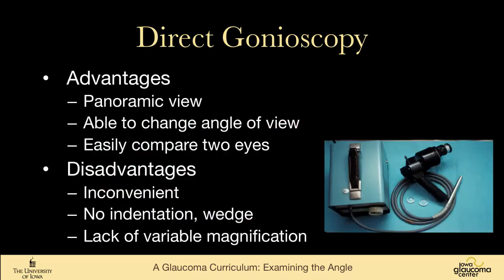There are some real advantages to this technique. There's a panoramic view. There's the ability to change the angle of the view easily. One can put a lens on both eyes to compare the 2 eyes. But it also has some disadvantages. The main one is that it's inconvenient, and anything that's inconvenient isn't used very often. Hard to do indentation, lack of variable magnification. So it's so inconvenient that that's why the van Herick test was developed. We'll talk about that later in this lecture. But this is something that today is used for exam under anesthesia and for surgery, but not for routine clinic exam.